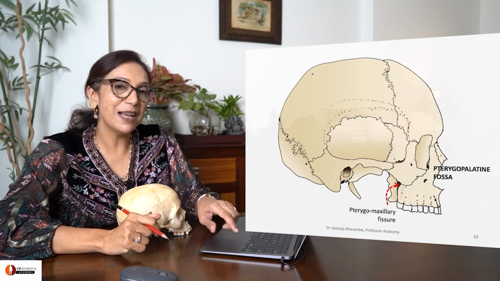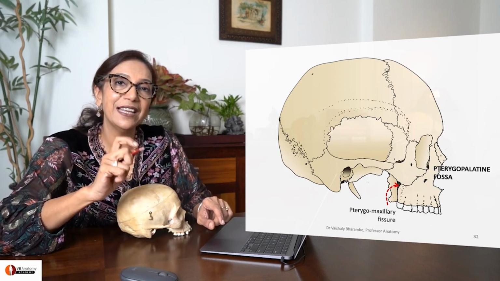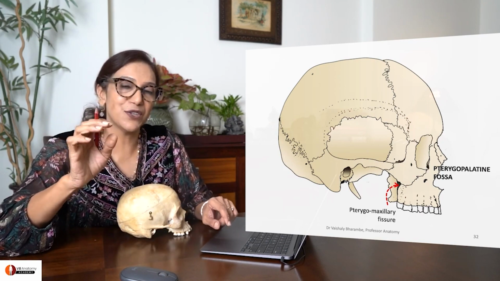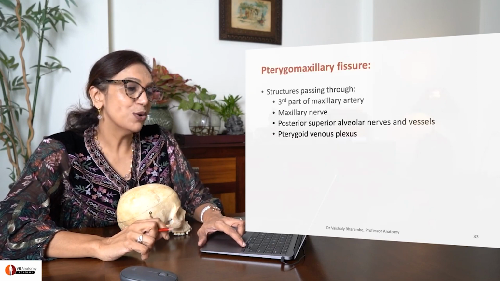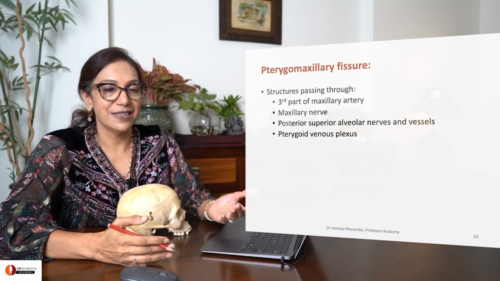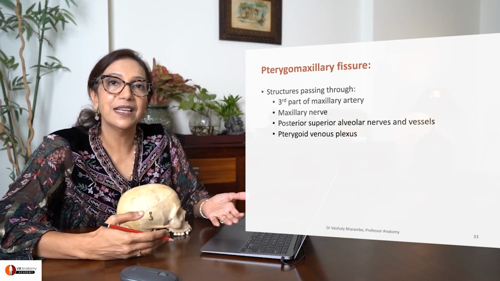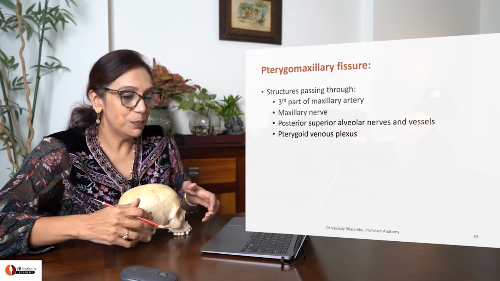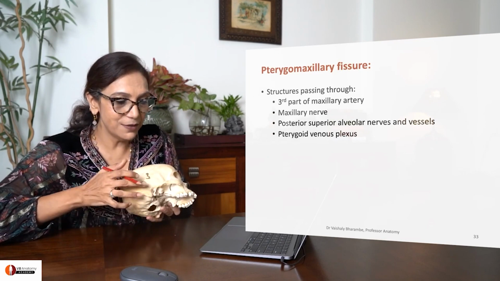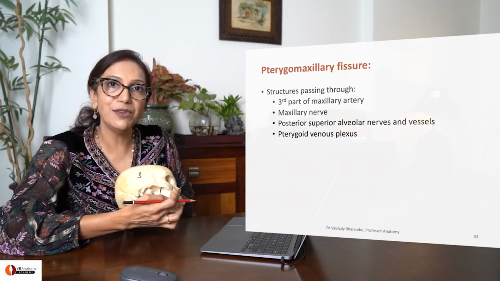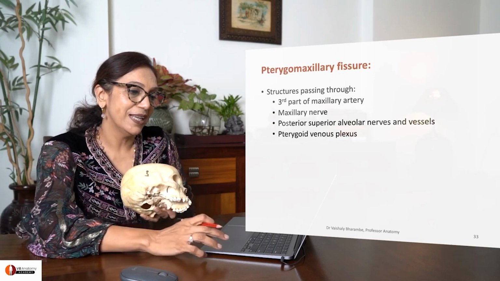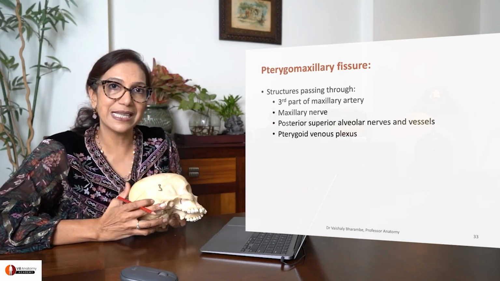Okay, so it communicates with the pterygopalatine ganglion through the pterygomaxillary fissure. So what passes through? Same question. What passes through is the third part of maxillary artery, the maxillary nerve, the posterior superior alveolar nerves that emerge out and supply your superior alveolar margin, and the pterygoid venous plexus.